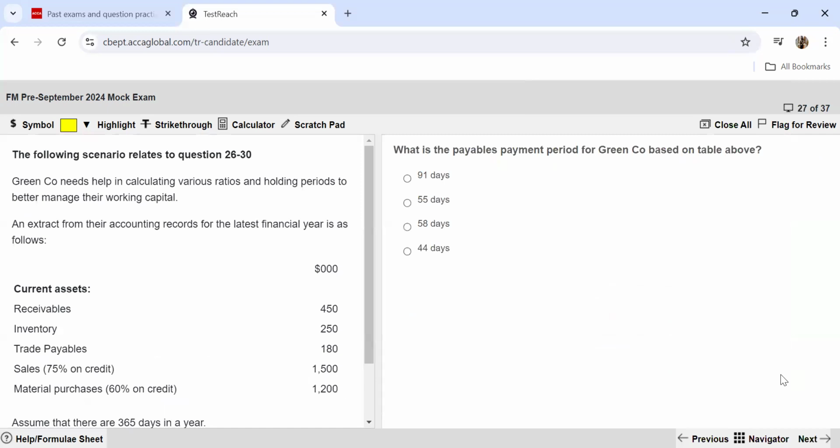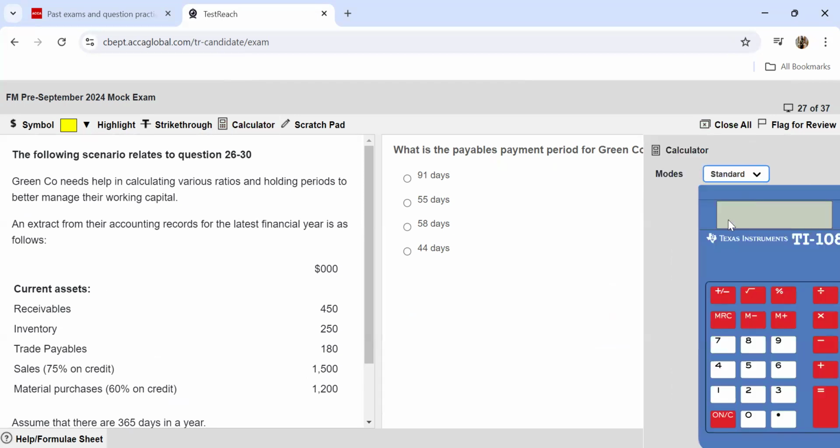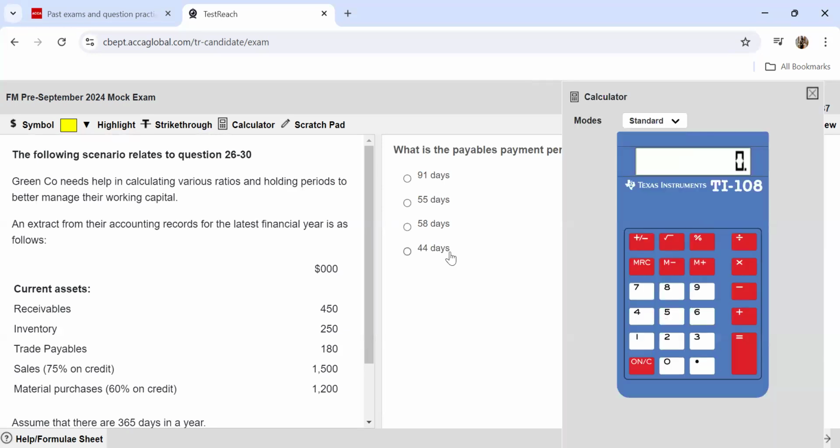Next question wants you to calculate the payables payment period. So this looks like a very simple question, nothing twisted, very straightforward calculations so far, at least. Payables payment period, again, the formula is payables divided by credit purchases. Payables are directly given. We have to find out the credit purchases. So 1200 is our total purchases, out of which 60% are on credit. So my credit purchases are going to be 720.